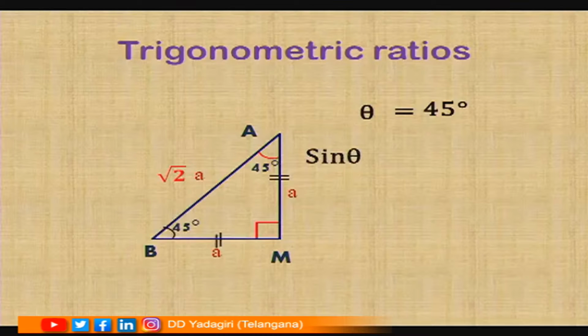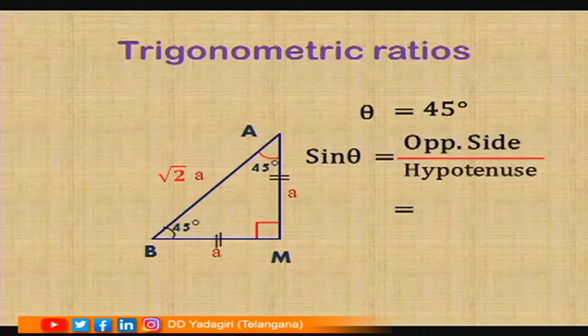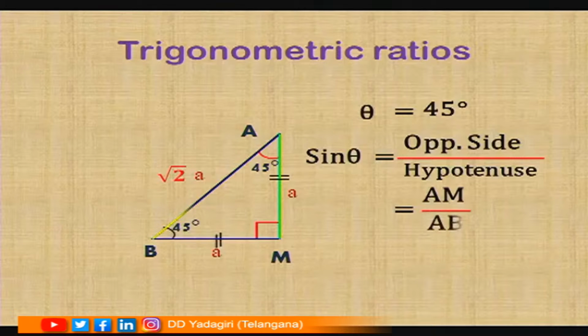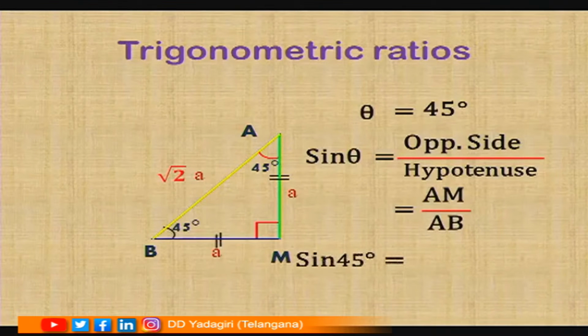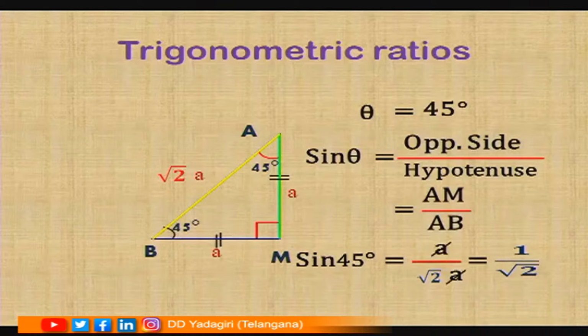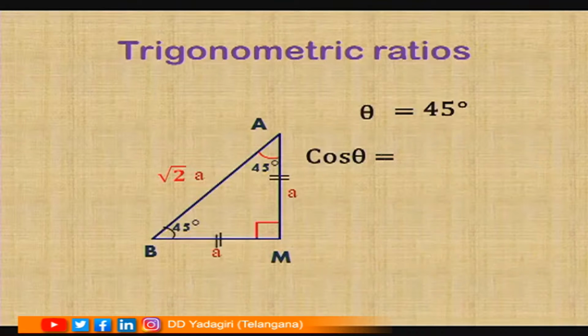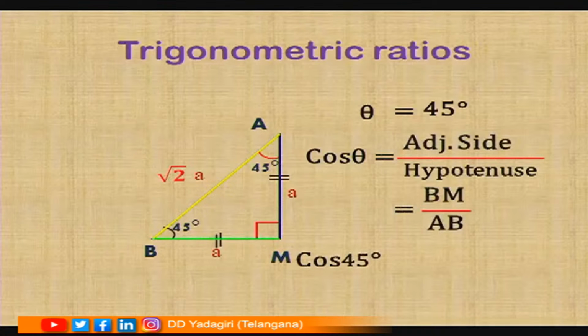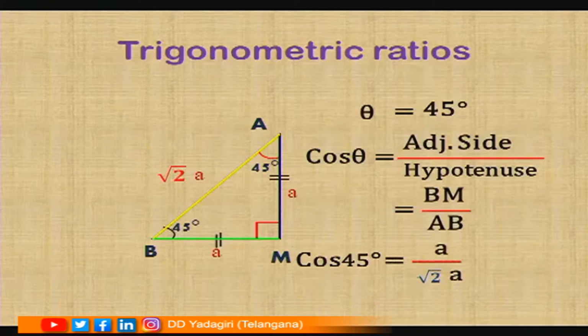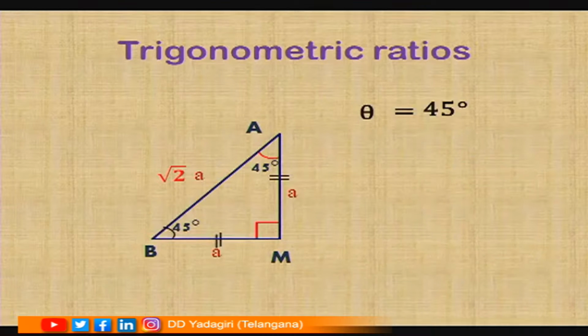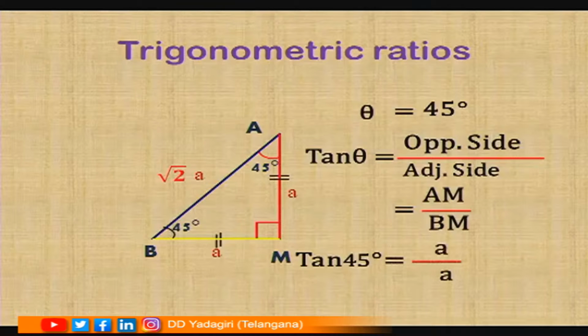Now, when the angle is 45 degrees, sin theta is the same, opposite by hypotenuse, which is equal to AM by AB. So, sin 45 degrees is equal to A by root 2 A, which is equal to how much here? After cutting A's, you will get 1 by root 2, that means sin 45 degrees is equal to 1 by root 2. Cos 45 degrees is also equal to how much? Same, A by root 2 A. If you cut A's, you will get the answer 1 by root 2. Whereas when you come to the value of tan 45 degrees, it is A by A. Tan 45 degrees is equal to 1.